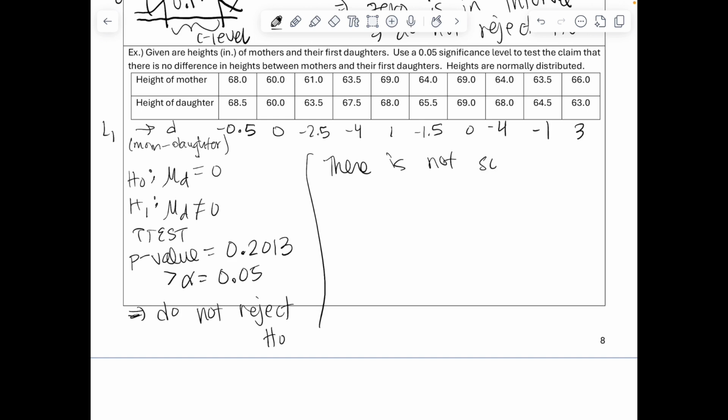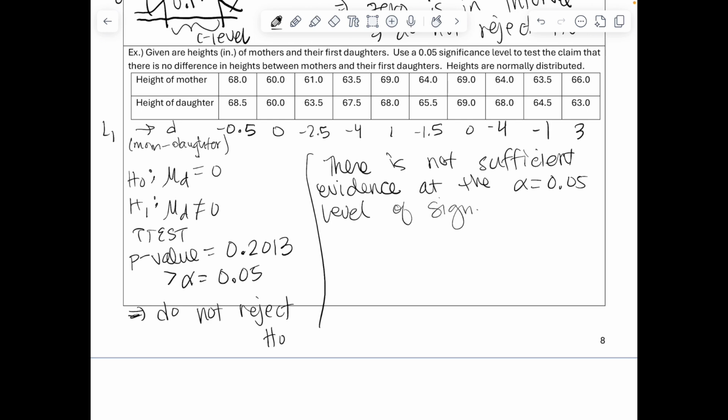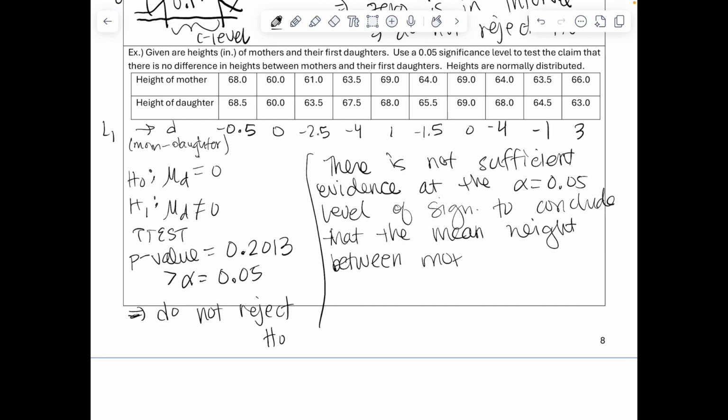So our conclusion is going to be there is not sufficient evidence at the alpha equals 0.05 level of significance to conclude that the mean height between mothers and firstborn daughters is different.